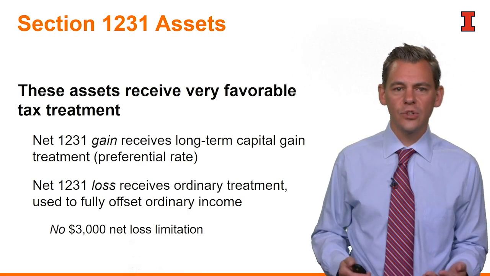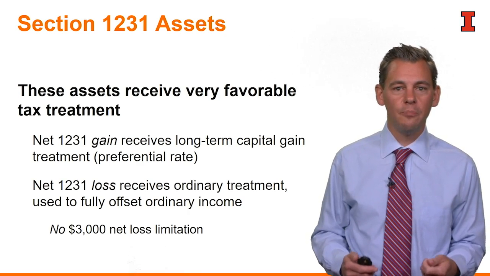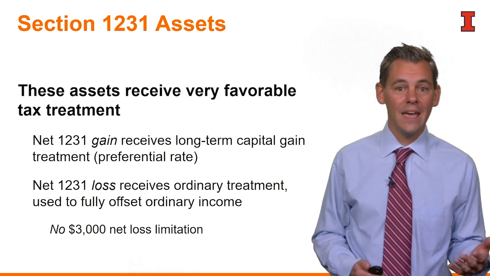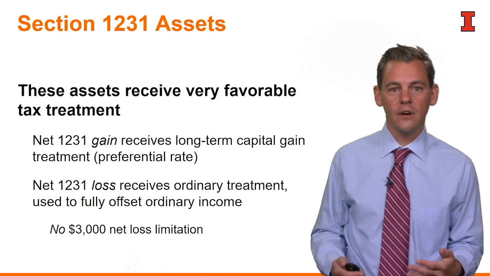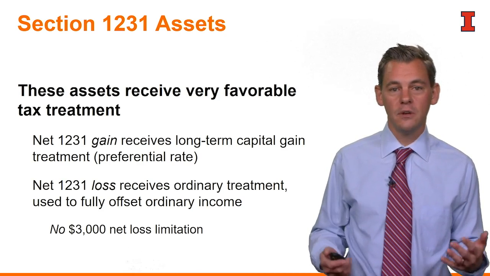So in all, Section 1231 gets the best of both worlds. If there's a gain, it's lightly taxed. And if there's a loss, it is fully deductible against ordinary income. So not bad.